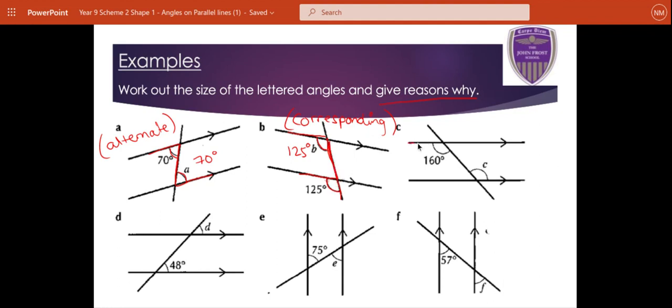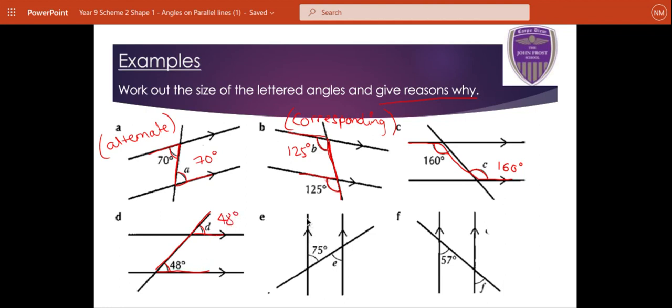Okay, so question C then, hopefully you can see that's a sort of Z shape. So that's your alternate angles. That one is 160. This one, they're both on the same side of the center line. So this is like an upside down F. So that one's 48.